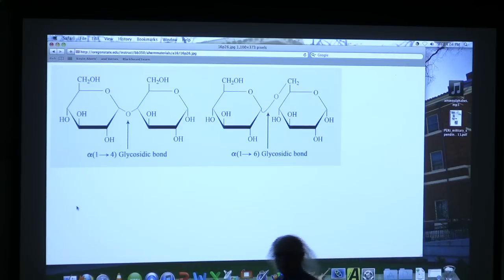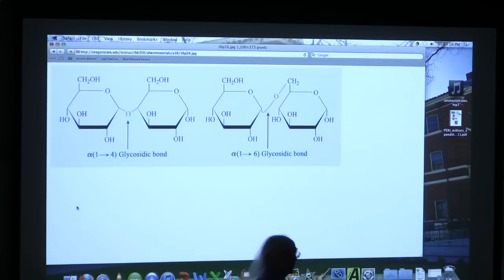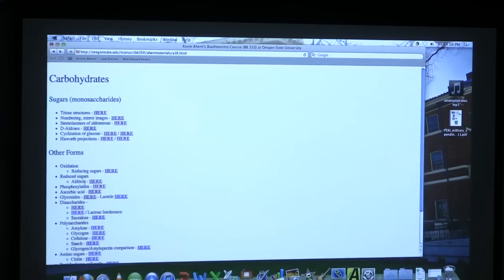And this is linking two sugars together. By virtue of the fact that I've taken up one of the anomeric carbons, I've created a glycoside. It only takes one anomeric carbon to be tied up to make a glycoside. Now, that's what a glycoside looks like for a single glycosidic bond.